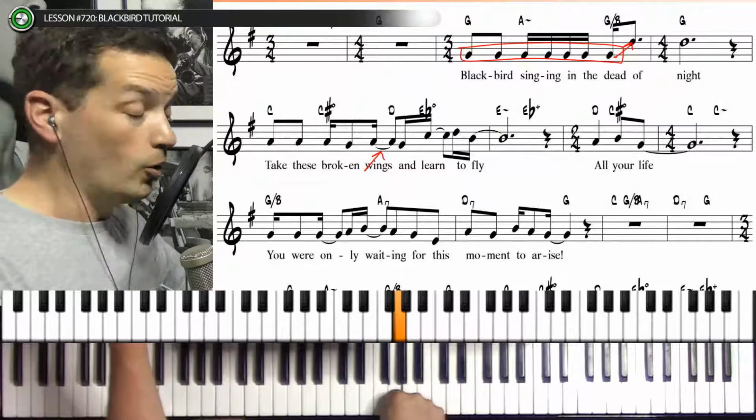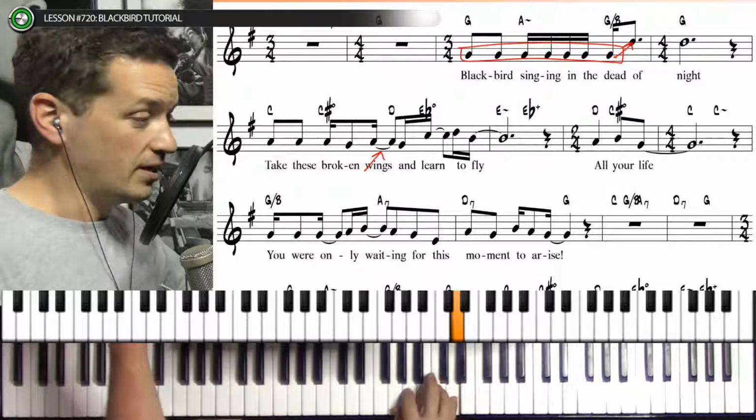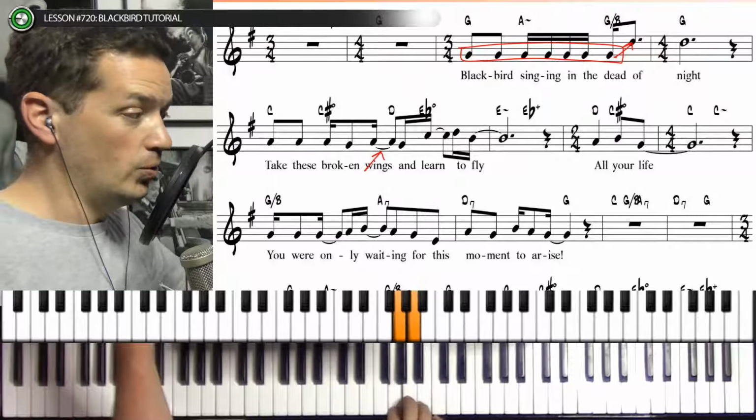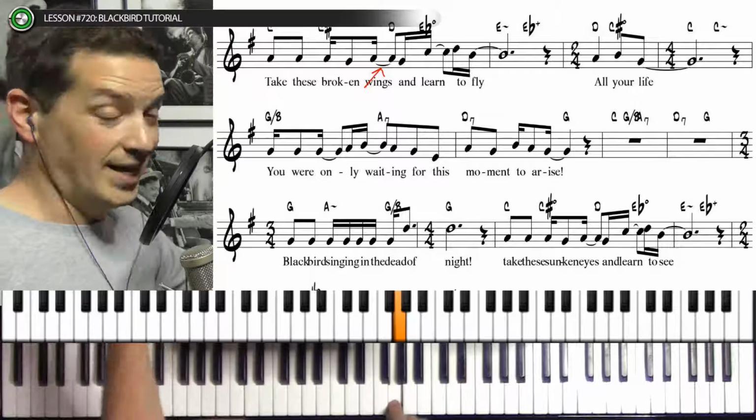Blackbird singing in the dead of night. We're going to go back down to this A. Take these broken wings and learn to fly. Three notes. All your life. Up three, back down. You were only waiting for this moment to arise. The exact same thing again with different words.